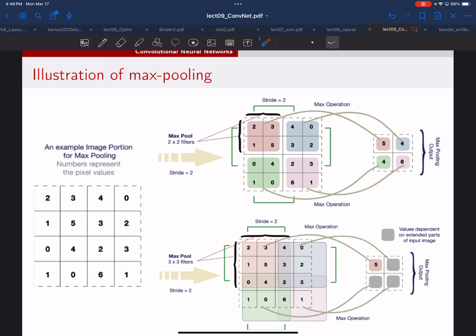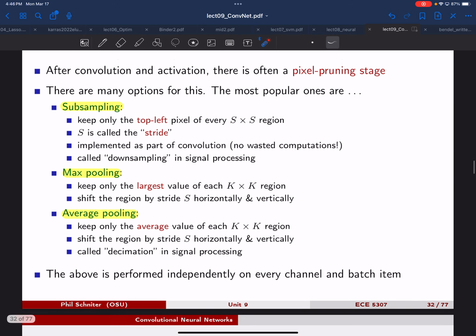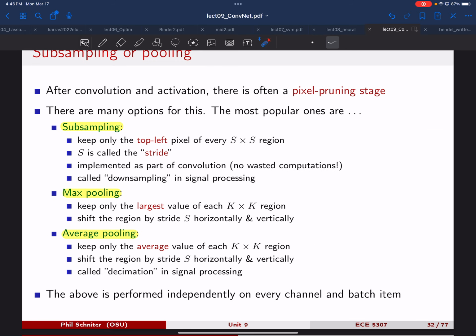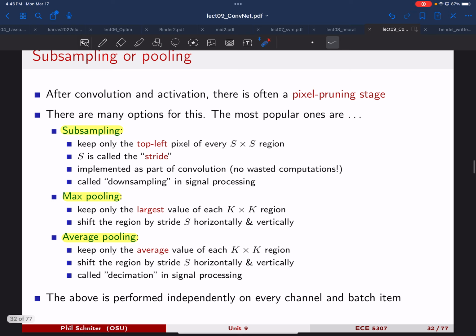Okay. And finally, average pooling is exactly like max pooling, but you take the average instead of the max. So here, you just average those 4 pixels and store that number. You would average those 4 pixels, store that number, and so on. Okay. So those are the most common ways that people shrink the images or the feature maps as they go through the network. This is done independently on every channel and every batch item.